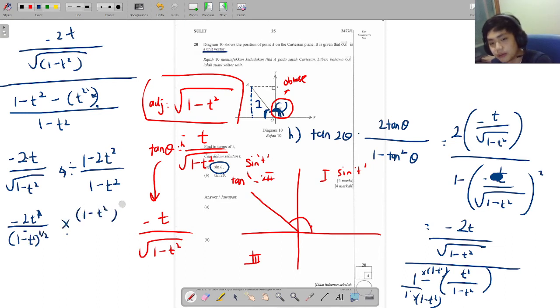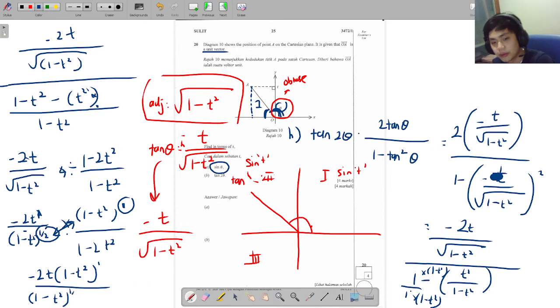Now why did I do this? Because this is power of 1 and that's power of half. So ultimately, they are dividing each other. So it's 1 minus half, right? Because if I write it like this, negative 2t, 1 minus t square to the power of 1 over 1 minus t square to the power of half, times by 1 minus 2t square. You see, what happens here is that this term and this term are exactly the same, but the only thing that is different is their power. So it means that this term divided by this term gives power 1 minus half. So in other words, I can just get rid of the bottom.